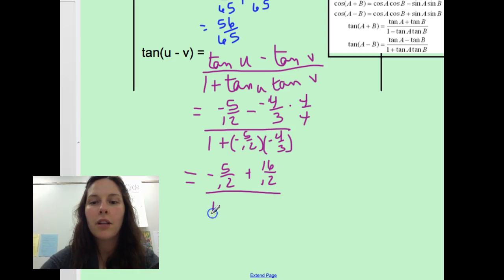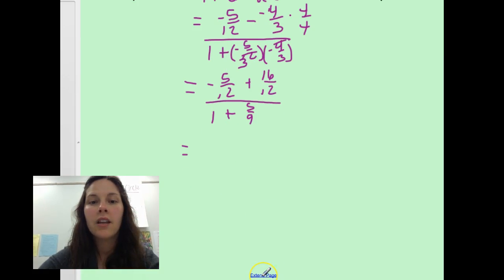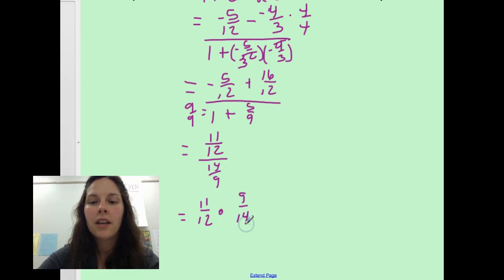In the denominator, when I multiply, I can simplify before I multiply. That 4 goes into 12 3 times, so I end up with 5/9 in the denominator. Combining my fractions in both the numerator and the denominator, in the numerator I have 11/12. And in the denominator, when I convert that 1 to 9/9 to get a common denominator, adding that, I get 14/9. And then I'm going to multiply by the reciprocal. So my numerator stays the same. My denominator flips. And 9 and 12 both have a common factor of 3, so I'm going to simplify those. And this gives me 33 over 56.